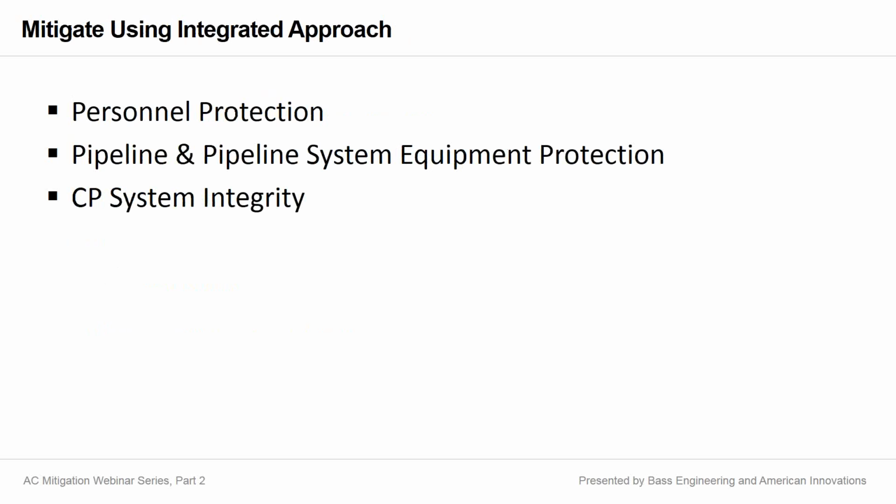First and foremost, we need to think about personnel protection. That has to be your number one concern when you're dealing with induced AC on our pipeline systems. Second would be the pipeline and pipeline system equipment protection. And third, the interaction between your active CP system and the AC mitigation system.